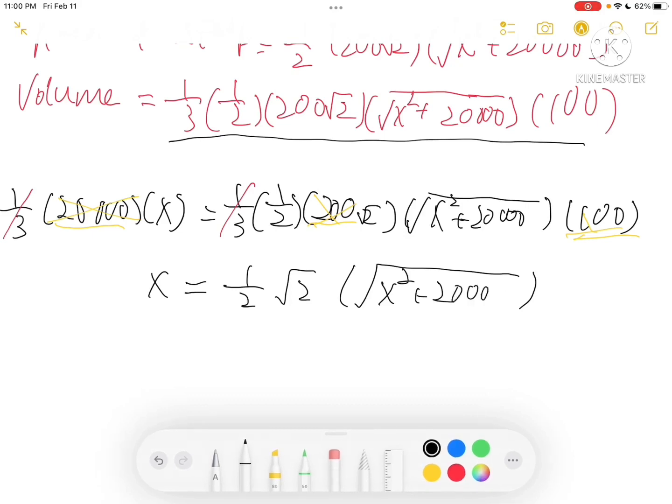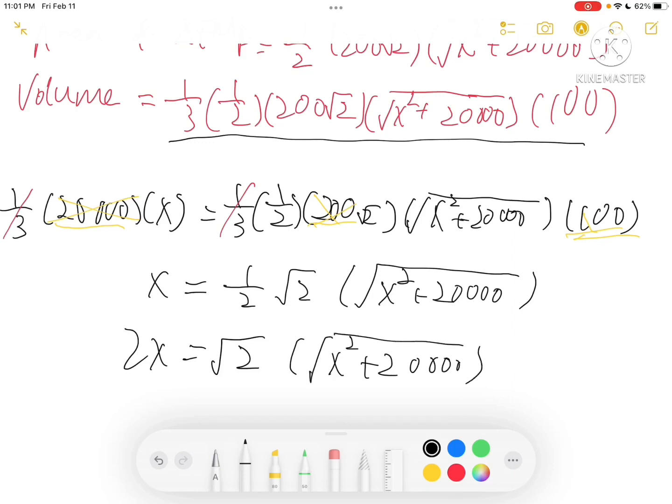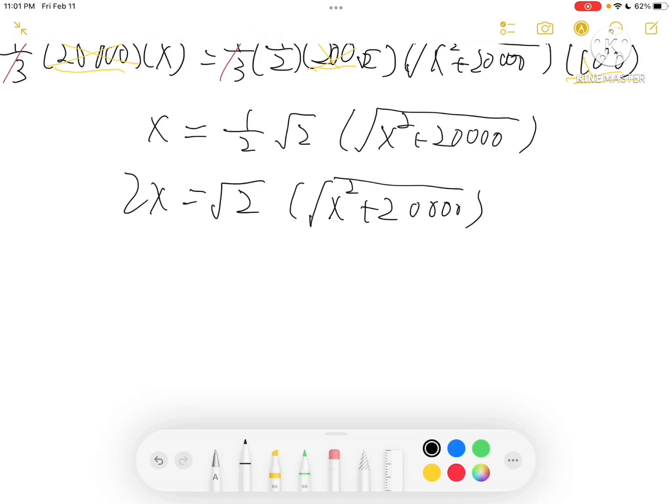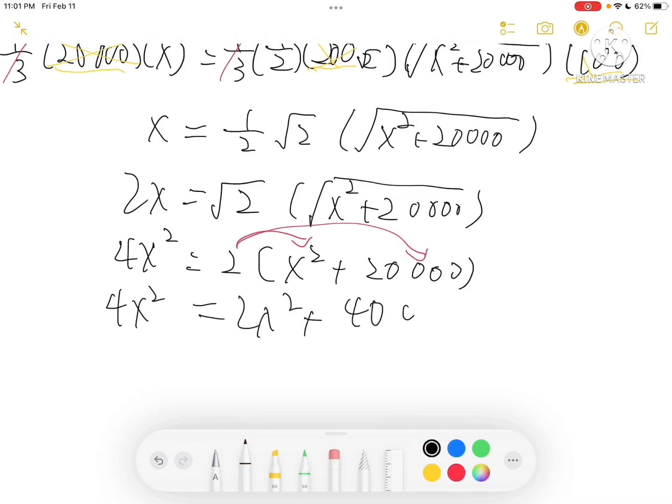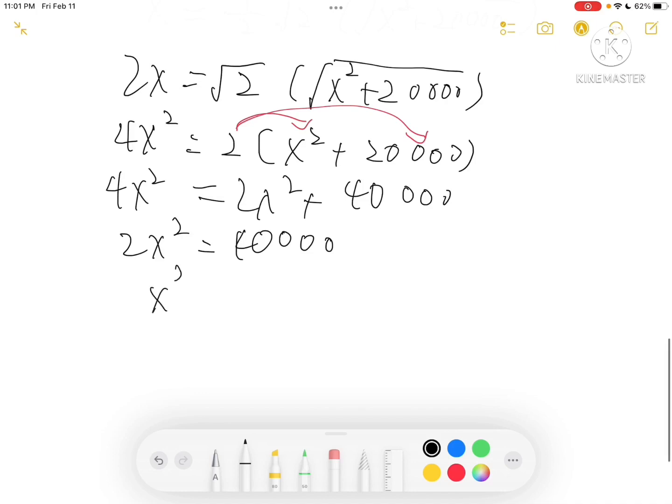I'll have to be careful and write neatly to prevent careless mistakes, because those can be very painful. 2x is equal to square root of 2 times x squared plus 20,000. Now let's just square both sides to get rid of the square roots so our calculations are easier. 4x squared is equal to 2 times this. So now we can just distribute the 2 to each of the things inside, equal to 2x squared plus 40,000. 2x squared is equal to 40,000. So now x squared is equal to 20,000.